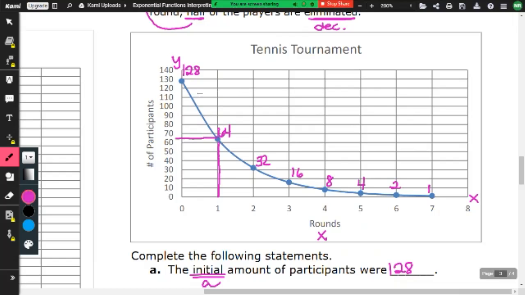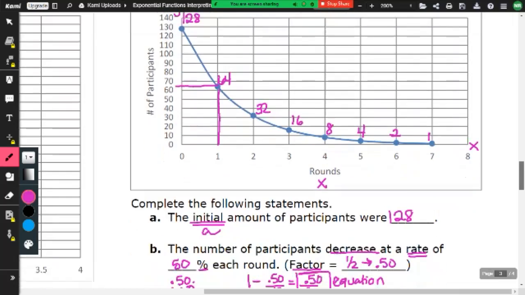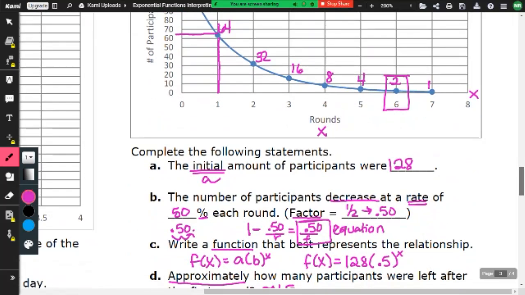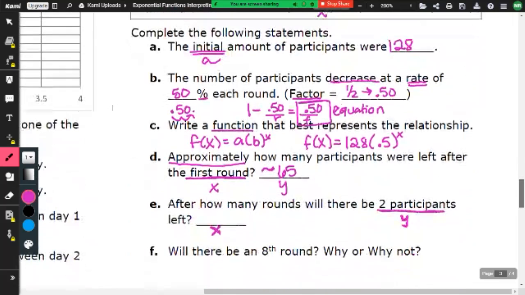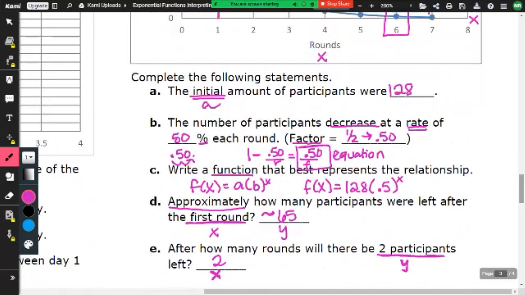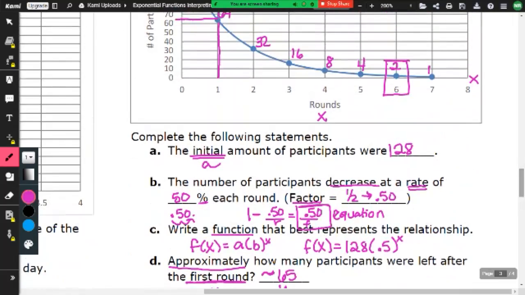1. So after how many rounds will there be 2 people left? 6. There's my final round. 2 participants. Now, final question. Will there be an 8th round? Yes or no? Why not? Correct. There's only one participant left after the 7th. You cannot have half of a person.